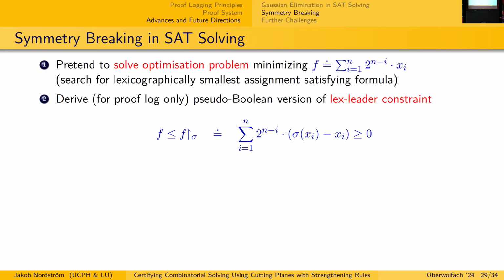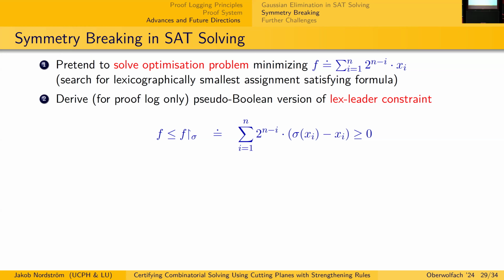Even more importantly, for the first time, if you want to break symmetries, what we will do is, even if you're solving satisfiability, we'll pretend that we're optimizing this objective. We're minimizing this objective, and what this will do is it will find for you the lexicographically smallest solution. And then it's completely trivial. You just derive that you want.